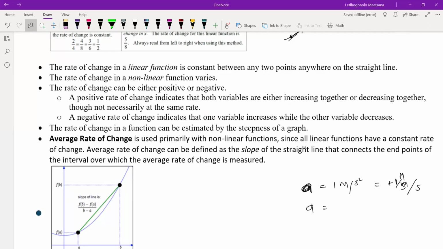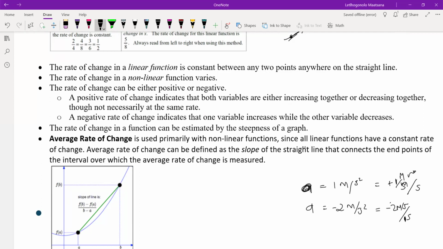If we have a negative rate of change, it will indicate that one variable increases while the other decreases. So say you have something like negative 2 meters per second squared for your acceleration. It tells you that for each second that you spend, your velocity is going to decrease by 2 meters per second. Here it was increasing by 1 meter per second. Here it is decreasing by 2 meters per second, when time increases by 1 second.